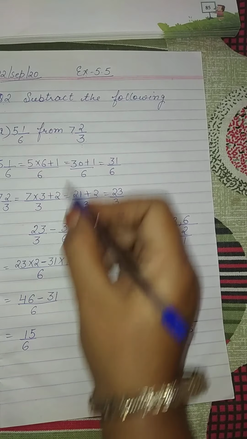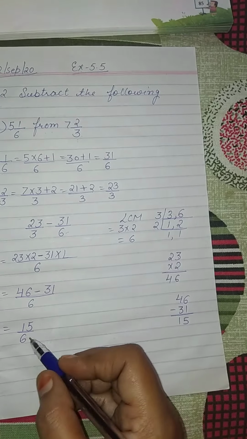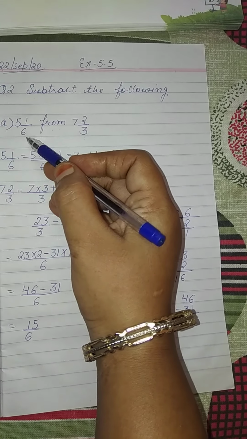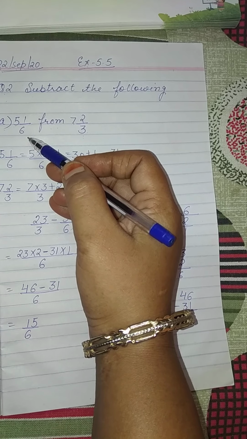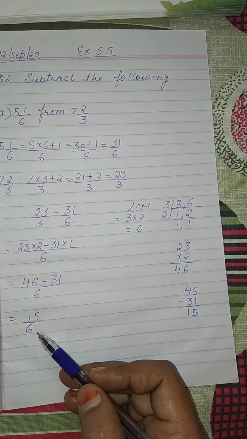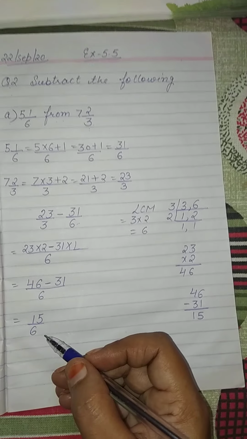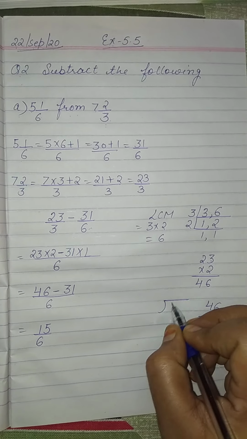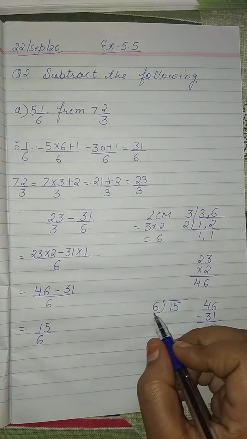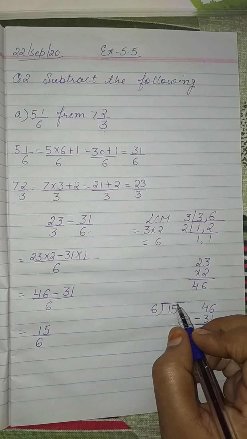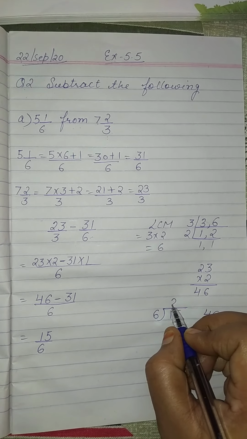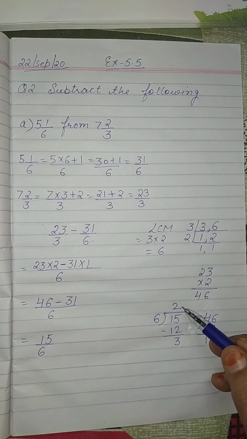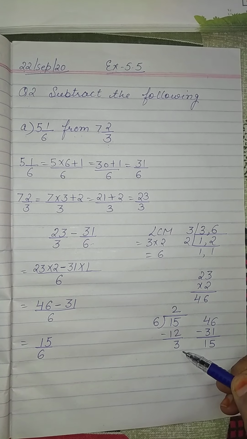Because we have converted these mixed fractions into improper fractions, we have got the answer now in improper fraction. As in the question they were given as mixed fractions, we are going to write this answer as a mixed fraction also. Now to make it into mixed, we are going to divide 15 by 6. Now 6 1s are 6, 6 2s are 12, 6 3s are 18. So we will write 6 2s are 12, minus, remainder 3. So here we get 2 as quotient and 3 as remainder.